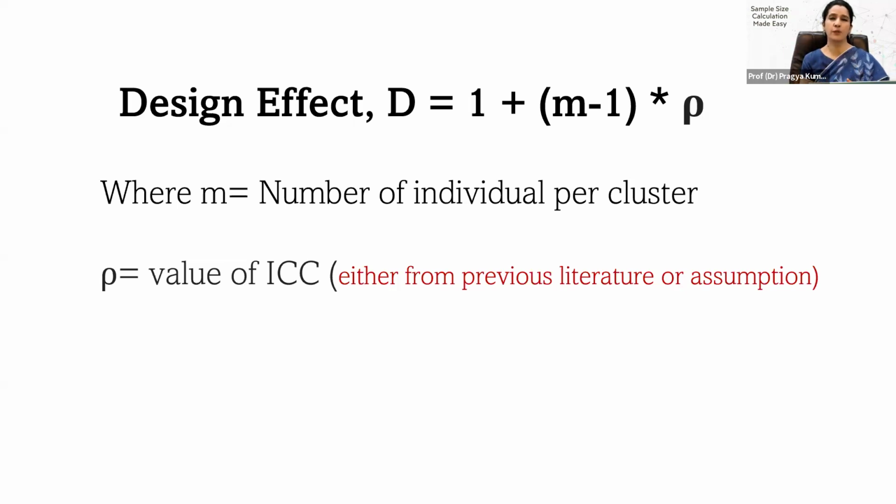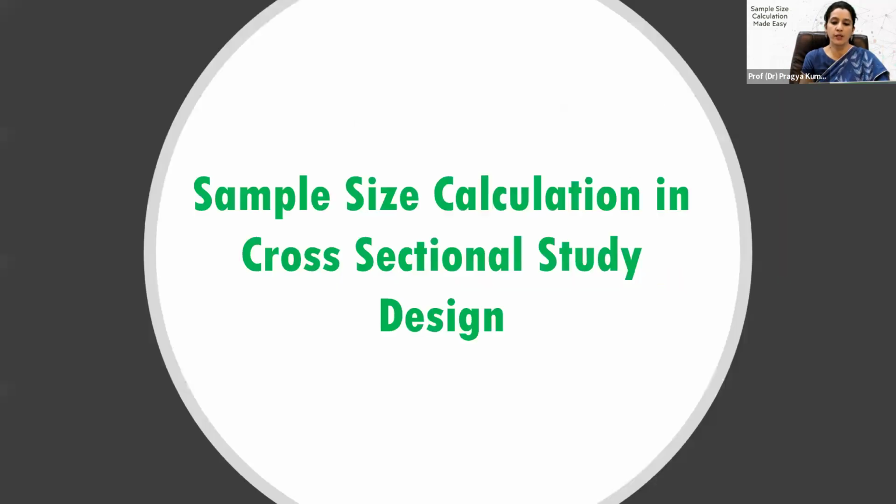Generally, you will not find the ICC very commonly in the previous literature. So we assume it. You can assume it from 0.01 to 0.05, but generally we assume it at 0.02.